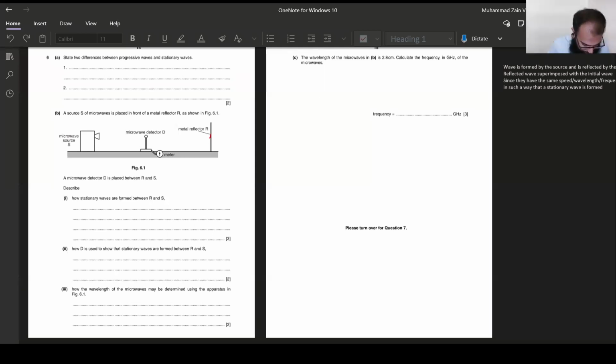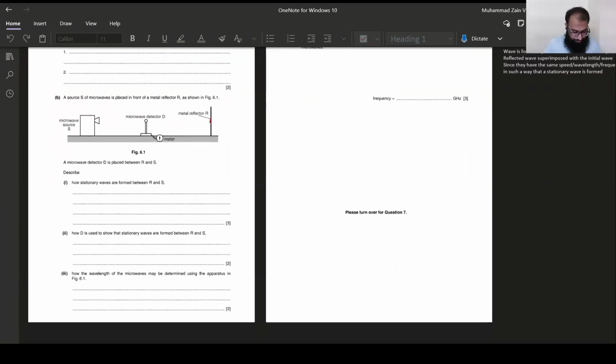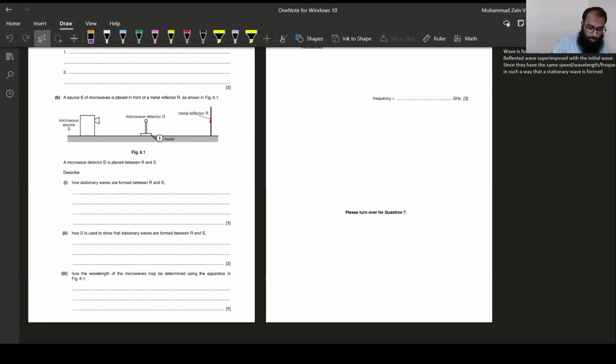Okay. So how can the wavelength of the microwave be determined using the apparatus in figure 6.1? How can we use this apparatus to determine the wavelength of the microwave? So obviously, I just told you that there would be regions where there would be no displacement, no detection, which are nodes, and then there would be regions where there would be maximum amplitude, which are known as antinodes.